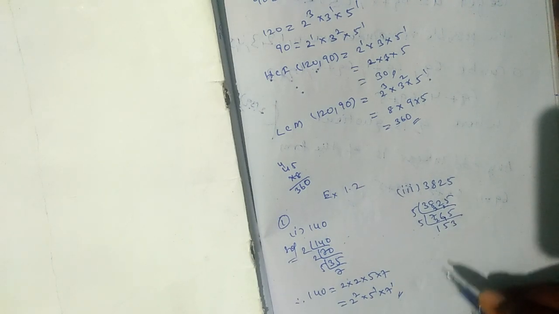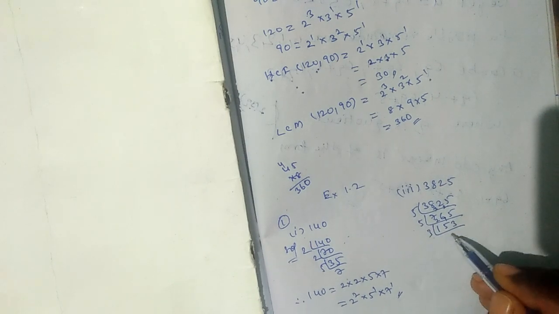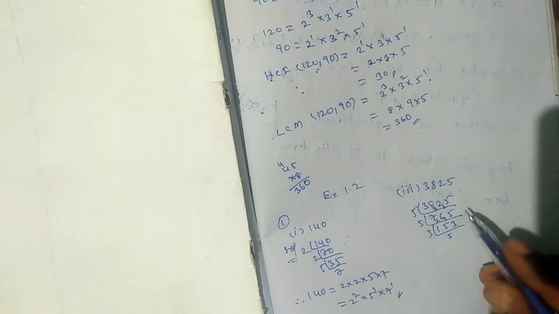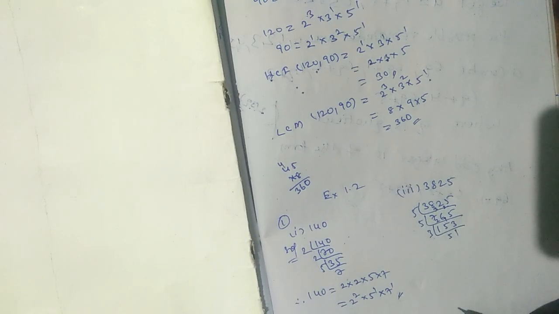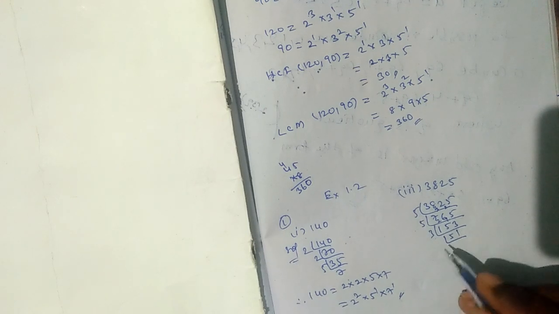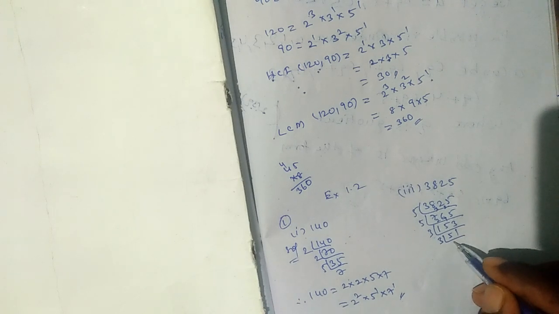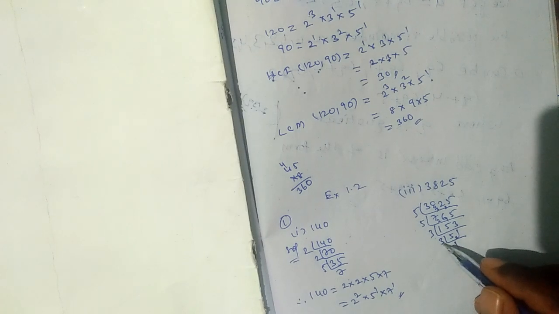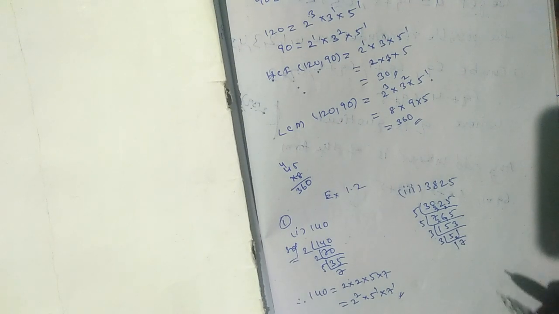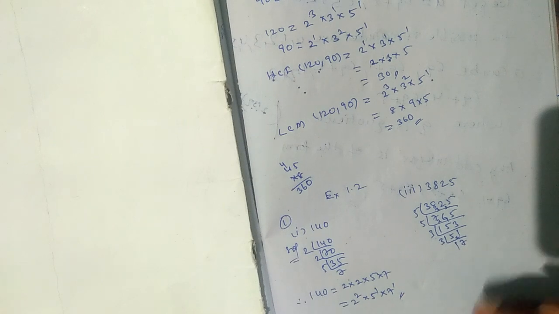5 3s are 15. Now you take the 3 table. 3 5s are 15. 3 1s are 3. Now you take the 3 table. 3 1s are 3, 2 leaves. 3 7s are 21. So 17 is a prime number.